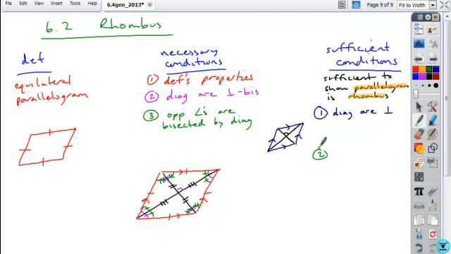Okay, the second sufficient condition is that if the opposite angles are bisected by the diagonals. So once again, if you start with a parallelogram and you draw in your diagonals, and these diagonals bisect the opposite angles, then that alone is enough to show you're dealing with a rhombus.